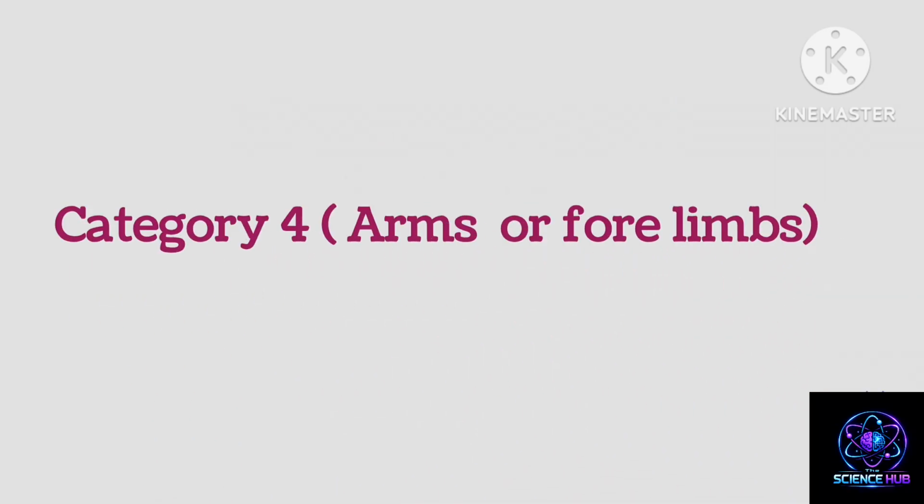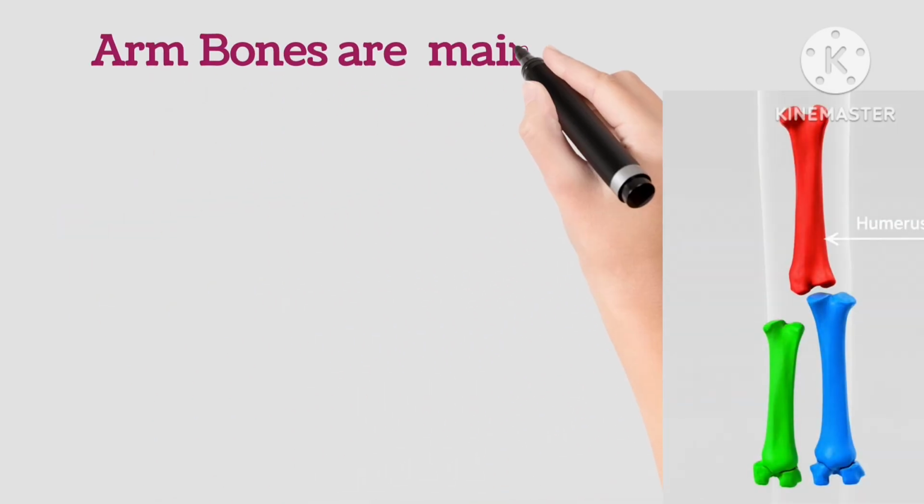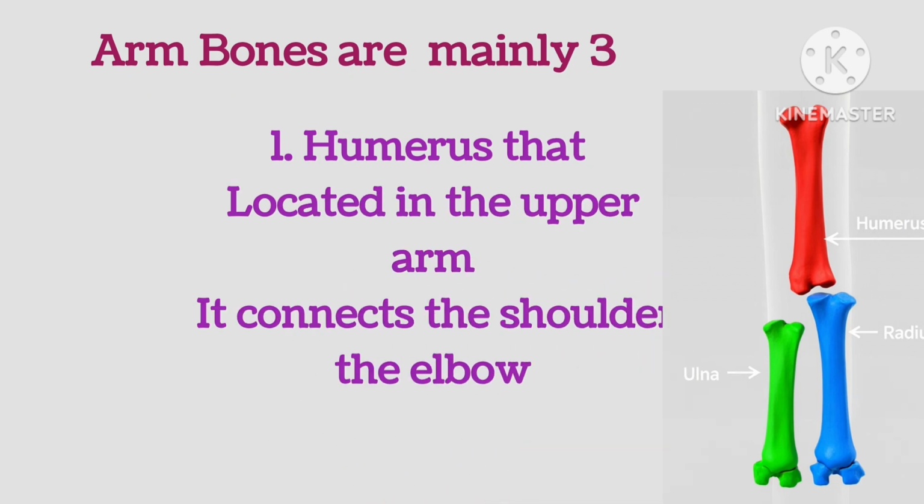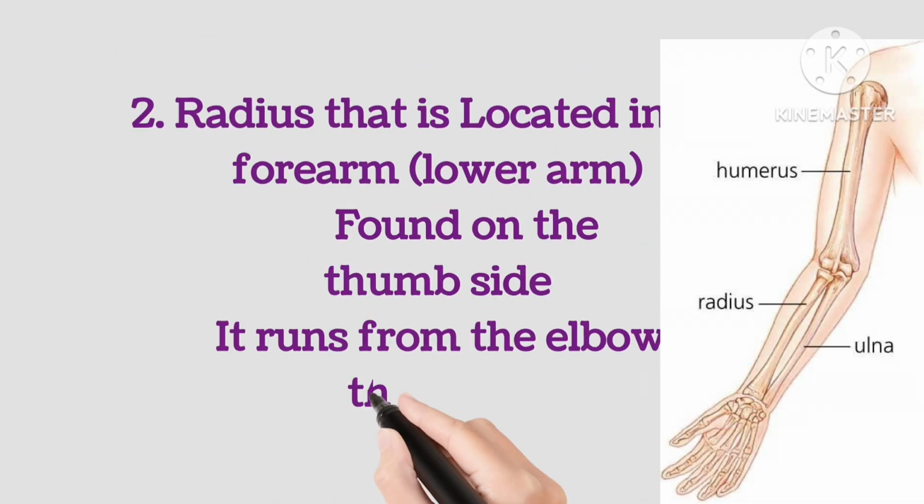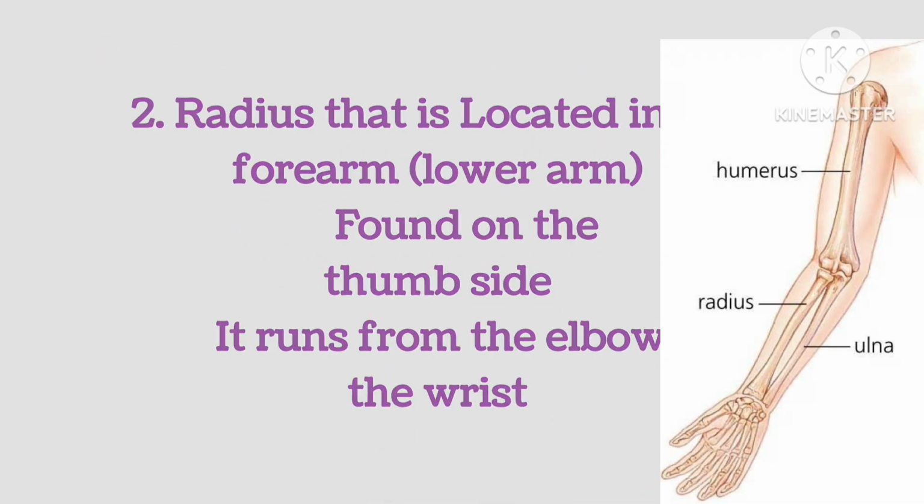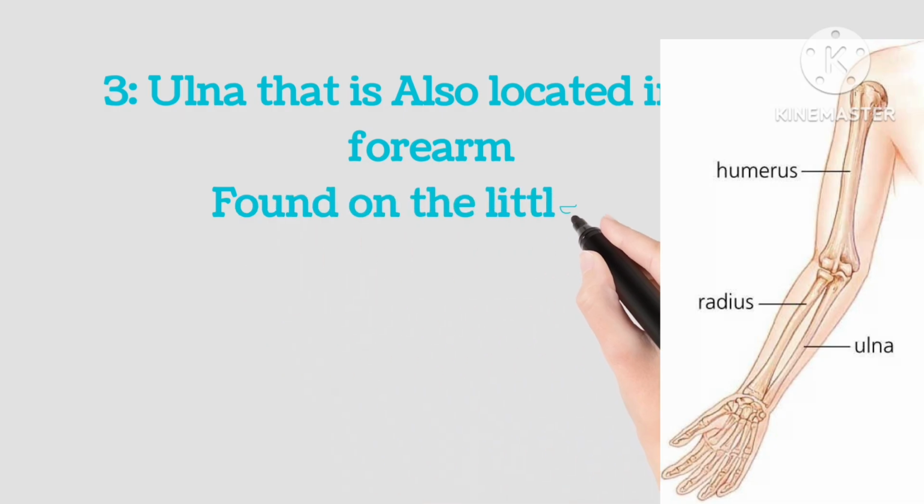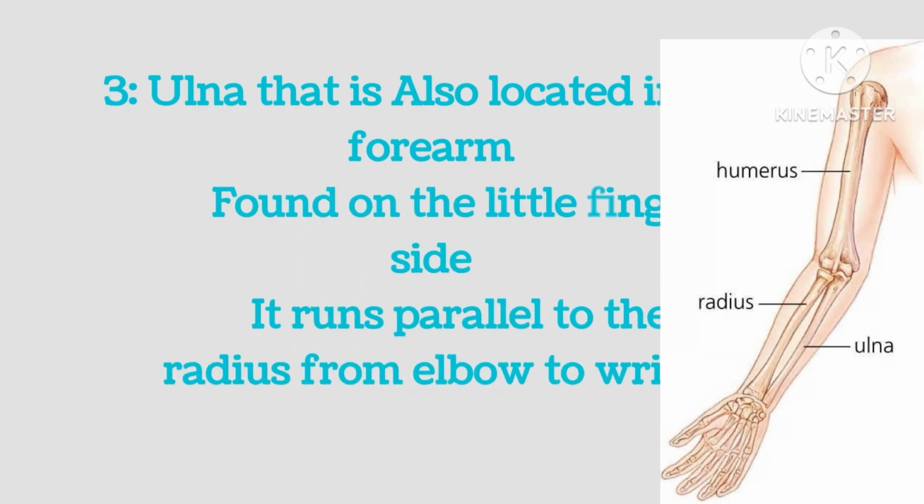Category 4. Arms or forelimbs. Arm bones are mainly 3. Number 1. Humerus, that is located in the upper arm. It connects the shoulder to the elbow. Number 2. Radius, that is located in the forearm, the lower arm. Found on the thumb side. It runs from the elbow to the wrist. Number 3. Ulna, that is also located in the forearm. Found on the little finger side. It runs parallel to the radius, from elbow to wrist.